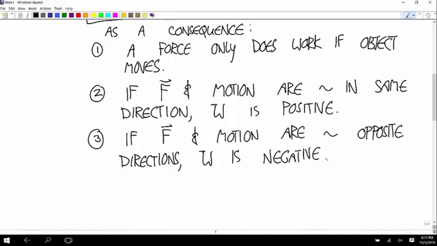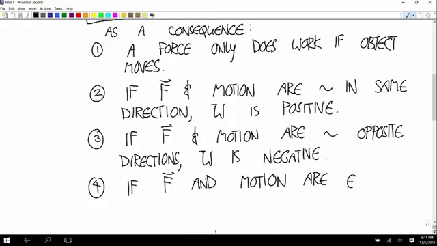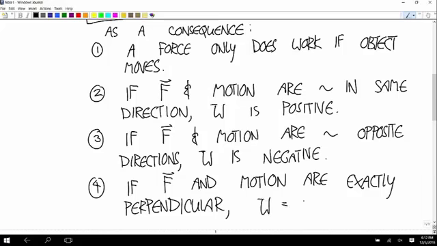And then the last thing, this is going to be a surprisingly important fact. Well, what if they're exactly 90 degrees apart? I said that was the cutoff. So what if the force vector and motion are exactly 90 degrees apart? Then the work is equal to 0.